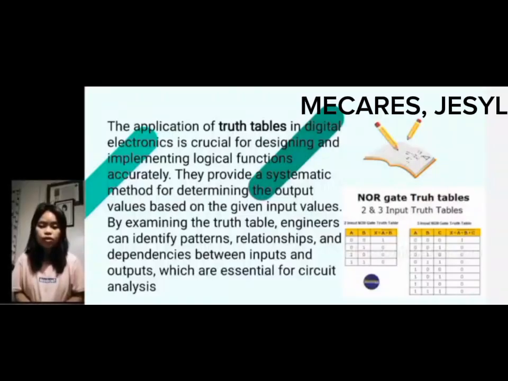Truth tables in digital electronics are crucial for designing and implementing logical functions accurately. They provide a systematic method for determining the output values based on the given input values. By examining the truth tables, engineers can identify patterns and relationships.